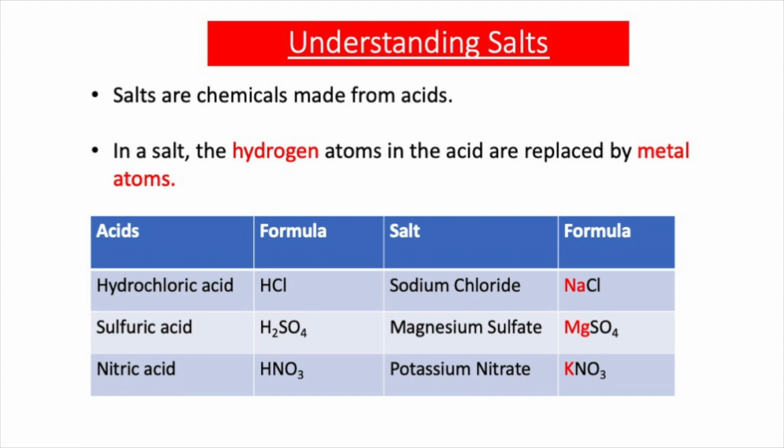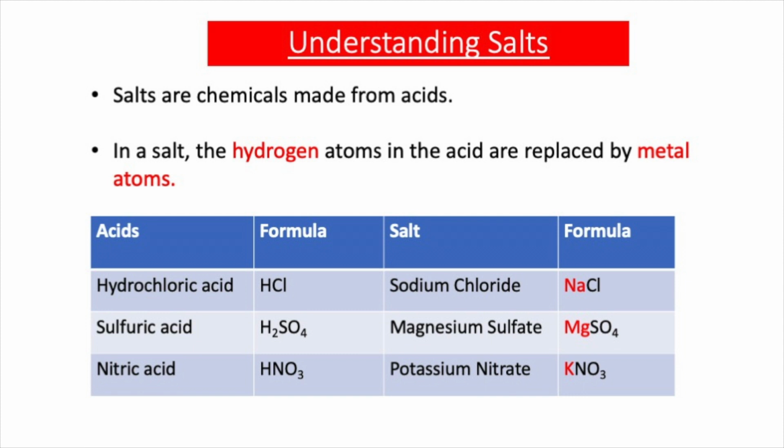In our previous lessons in this topic, we've learnt that salts are chemicals made from acids, and in a salt, the hydrogen atoms in the acid are replaced by metal atoms. For example, hydrochloric acid has the chemical formula HCl. Sodium chloride is a salt made from hydrochloric acid, and its chemical formula is NaCl. The hydrogen in hydrochloric acid has been replaced by the metal sodium.